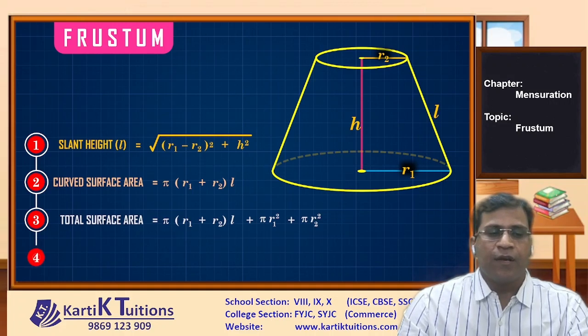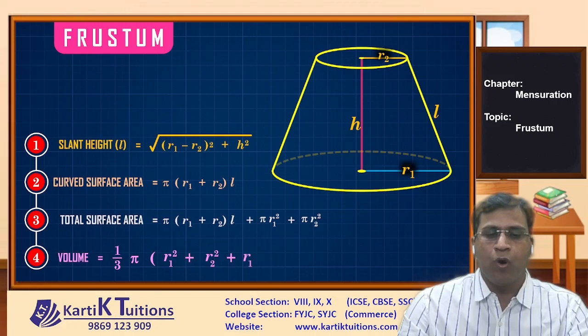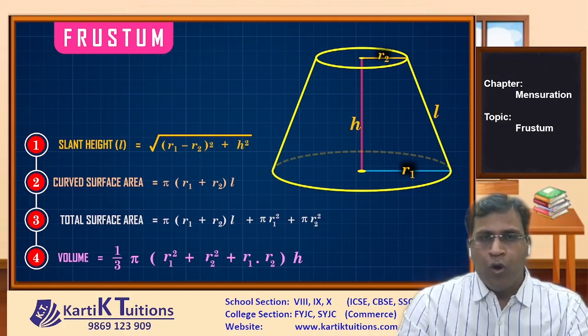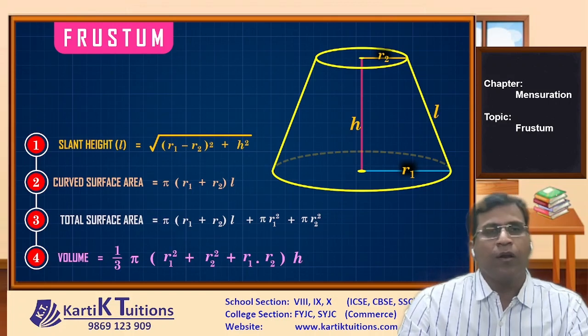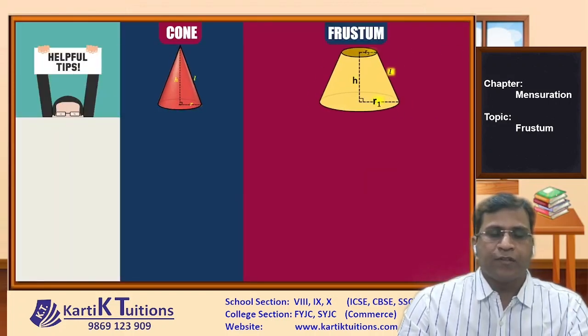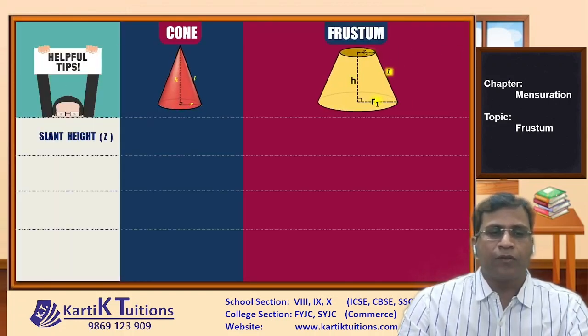And the last, that is volume. Volume is nothing else but 1 upon 3 pi into (R1 square plus R2 square plus R1 into R2) into H. Now I know you may find it a bit difficult to keep this in your mind. So what I will do, now I'll show you how these formulas are similar to your cone. So first, let's write down all the formulas of cone.